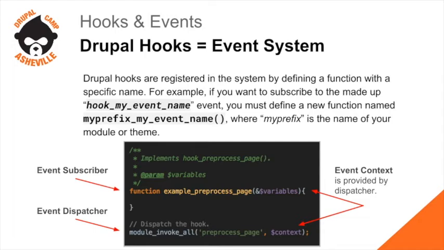So the subscriber is the function that I've written. The dispatcher is this function called module invoke all. That's how Drupal sends the event, or executes the hook. And the context is just whatever values are passed into this function and your hook receives. It can be one value, it can be a few. It just depends on the event itself.